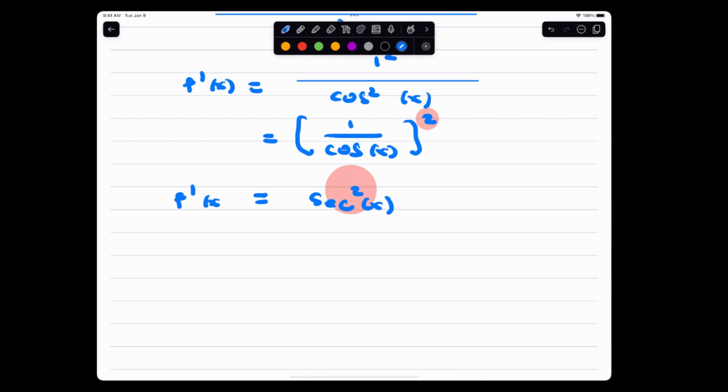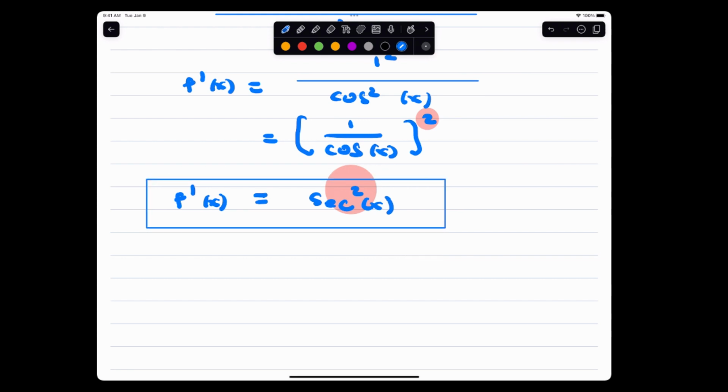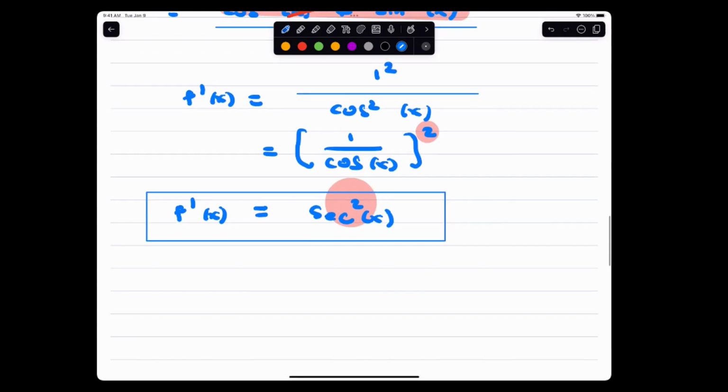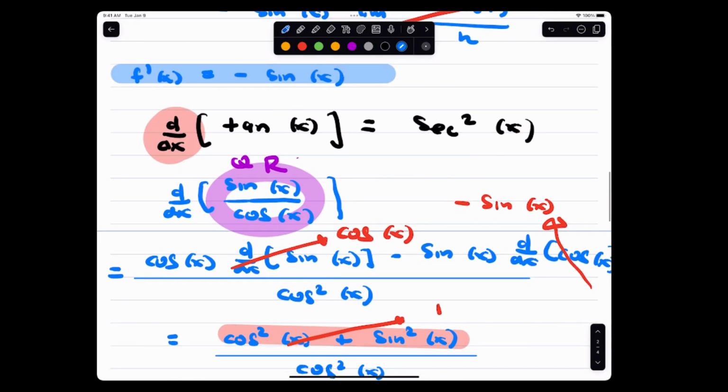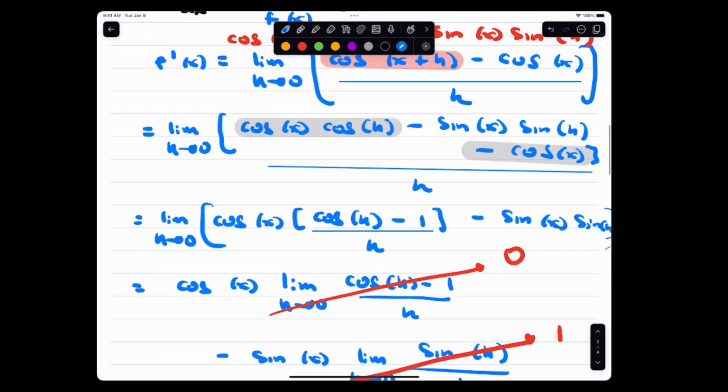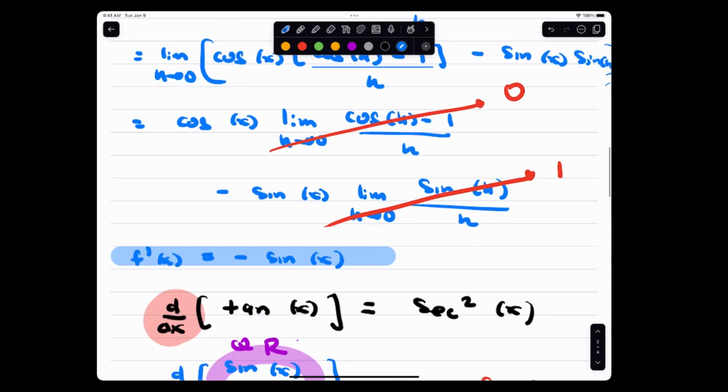So this is the very, very famous proof of the derivative of tangent, which is secant squared. So how many trig functions are there? 6. There's 6. How many did we do so far? 3. Okay, where were the others?